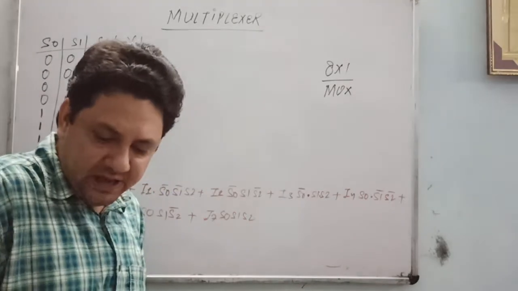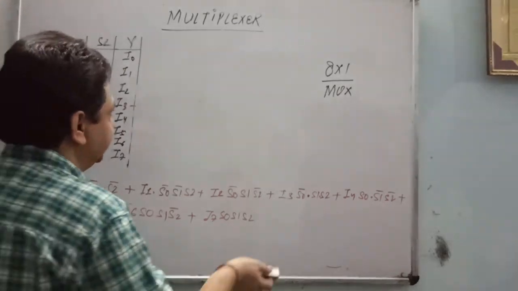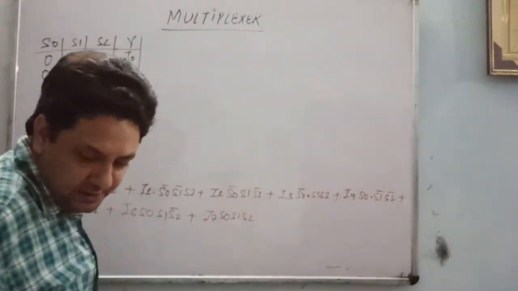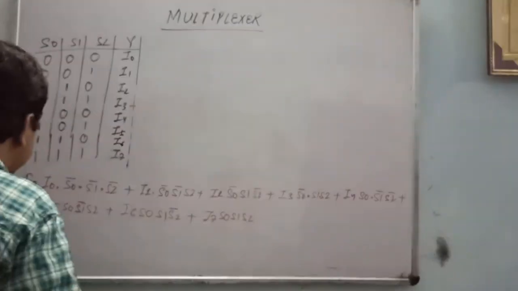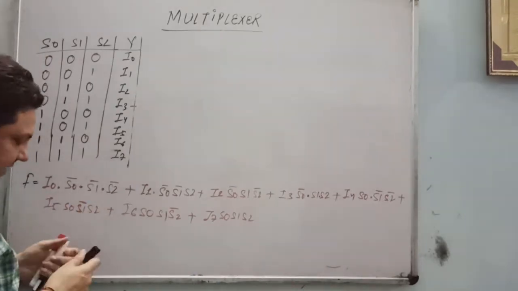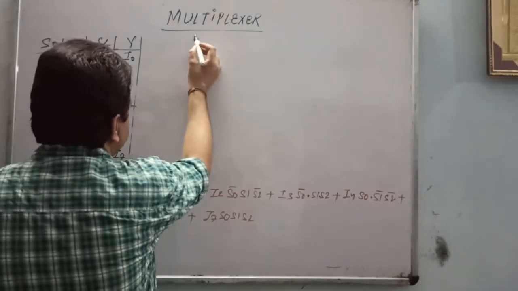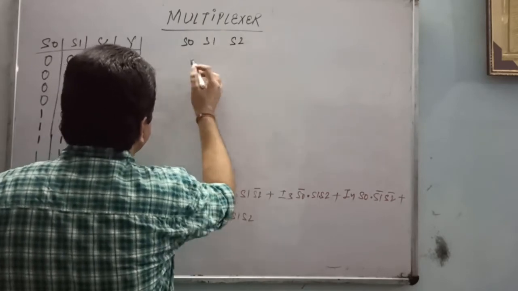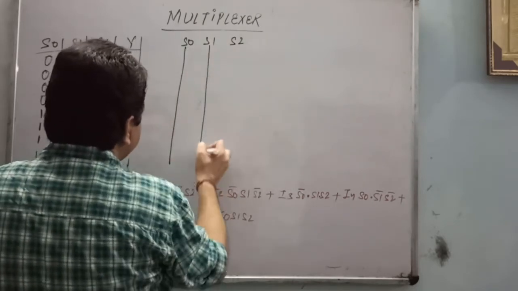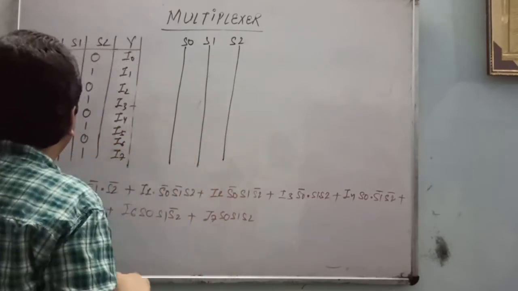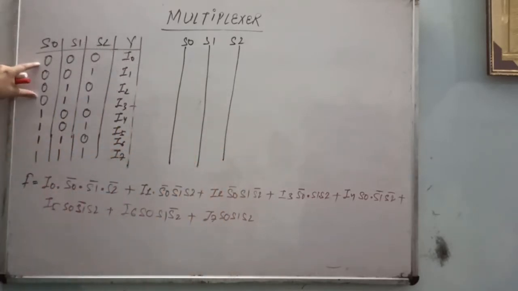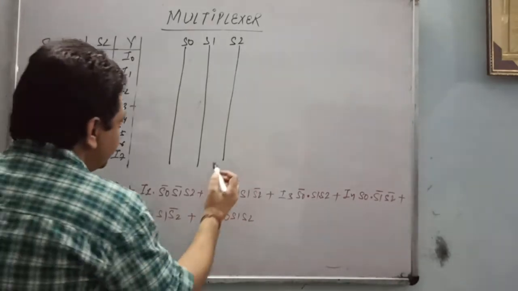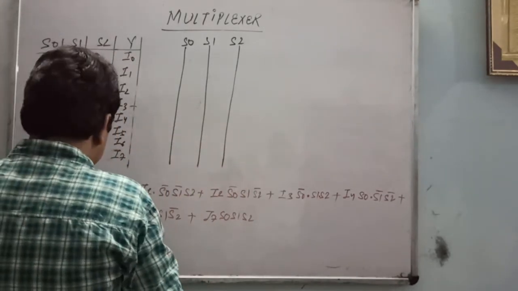Now the last phase, drawing the circuit. Okay. So for the circuit, you can see there are three selection lines. So first of all, we have to draw the selection lines: S0, S1, S2. Three selection lines. In the selection lines, we can see that there are some zeros and there are some ones. So we have to draw one more line.